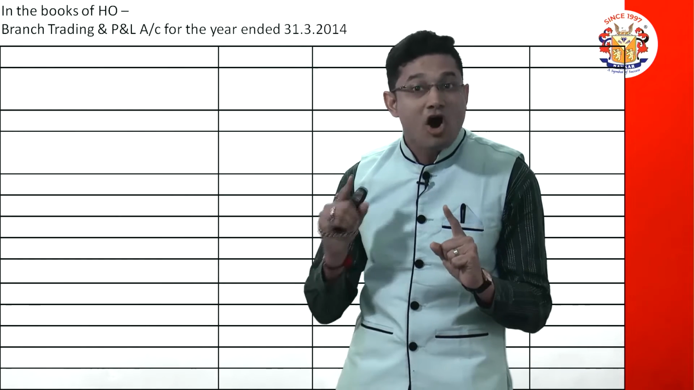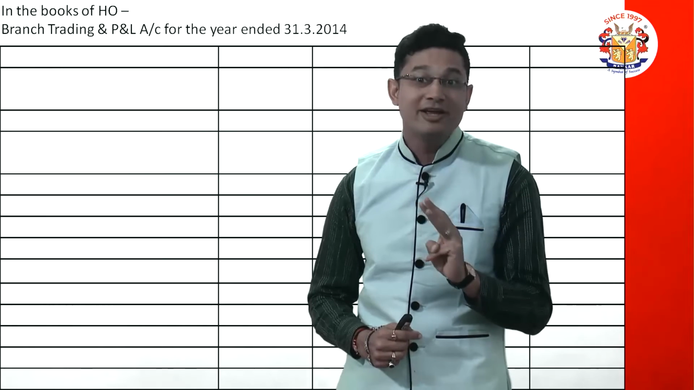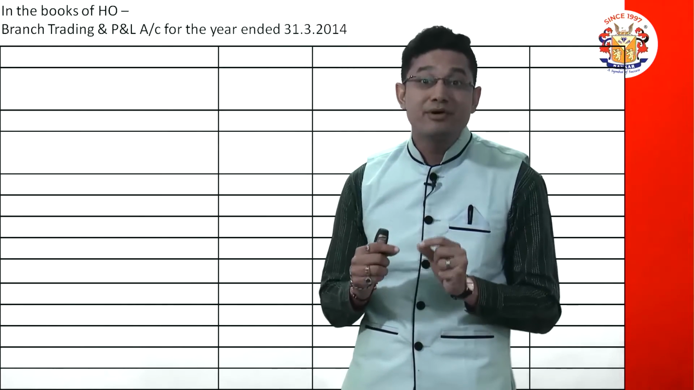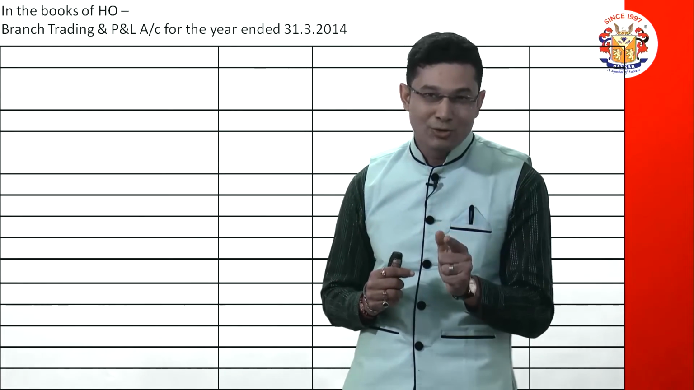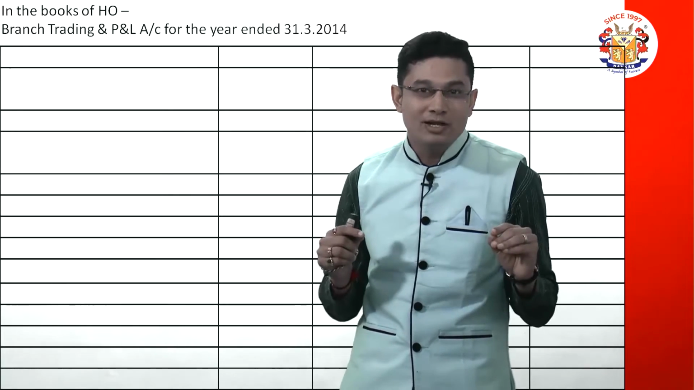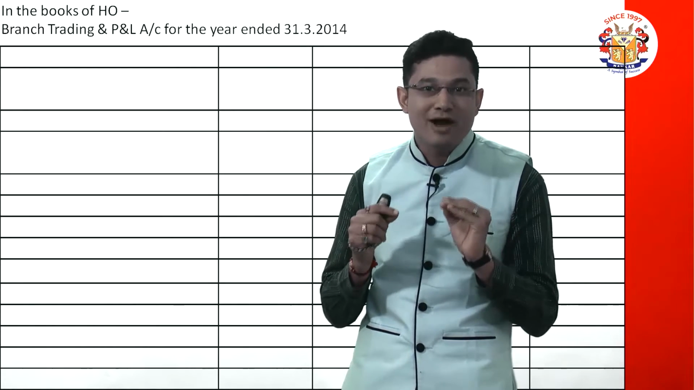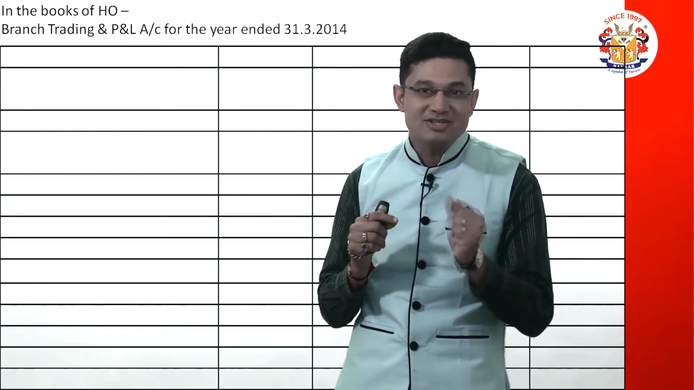Here we will record opening branch stock at 100 already calculated, goods sent to branch at 100 already calculated, goods returned by branch at 100 already calculated, and closing stock of branch at 100 already calculated. 100 means in proportion, but in the value we have already calculated all the amount at cost price. Mind well. Let us check.